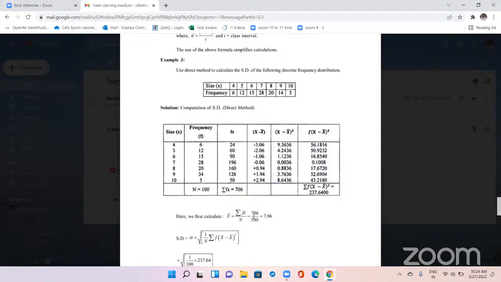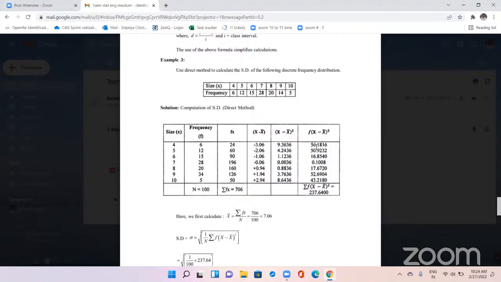4 minus 7.06 is minus 3.06. Whole square means 9.3636. If you are not understanding, I will explain. The second one is 5 minus 7.06, that is minus 2.06. Square it, 4.2436. Like this you can calculate. Then f into x minus x bar whole square: 6 into 9.3636.